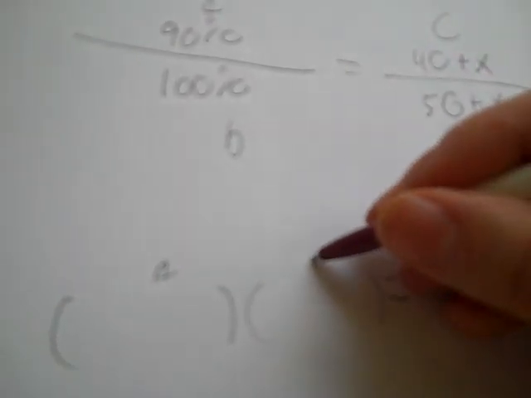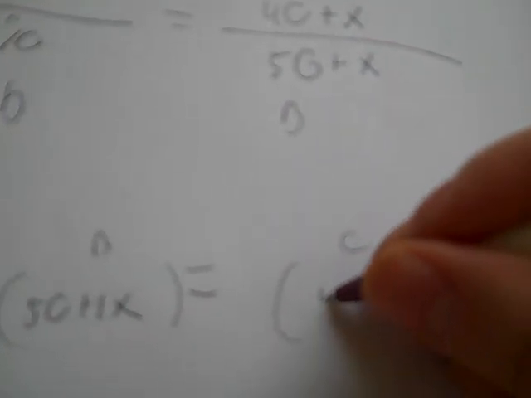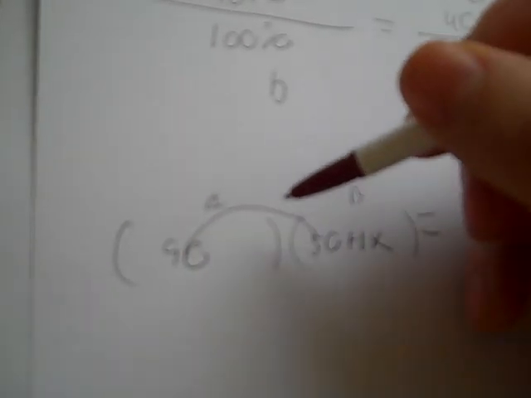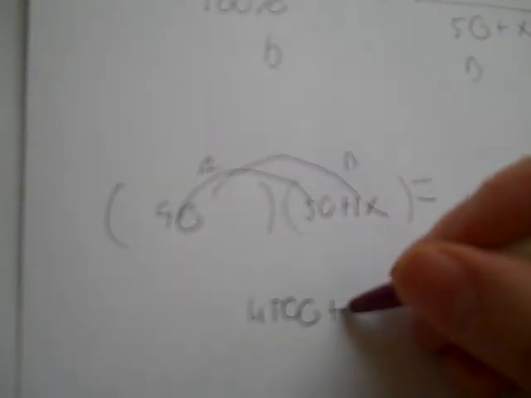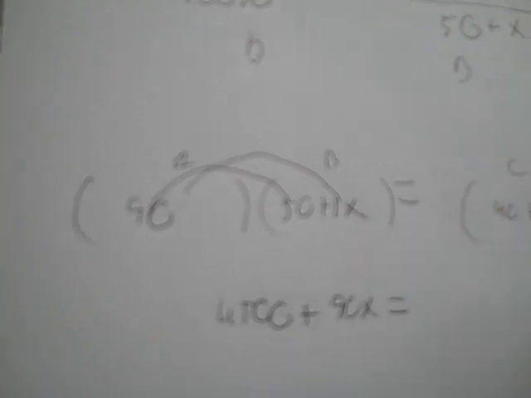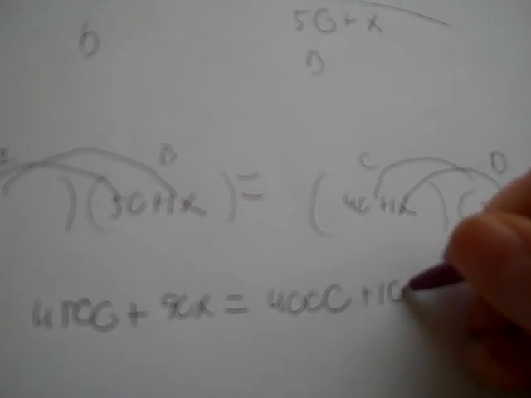And away we go. So A, B, C, D. A is 90 and B is 50 plus 1x. C is 40 plus 1x and D is 100. So I distribute 90 to both of these, and that's 4,500 plus 90x. On the other side, we distribute 100, and that's 4,000 plus 100x.